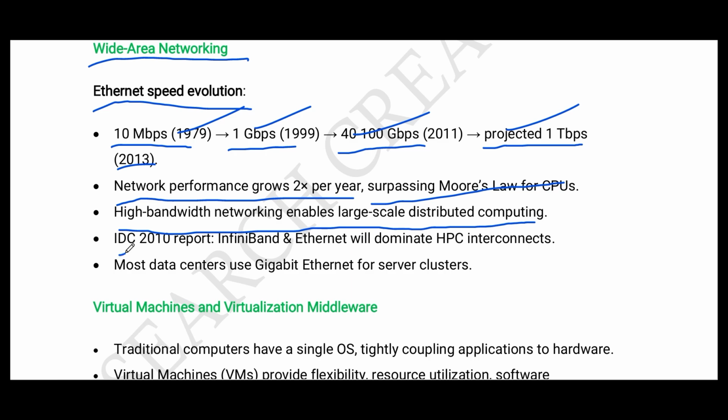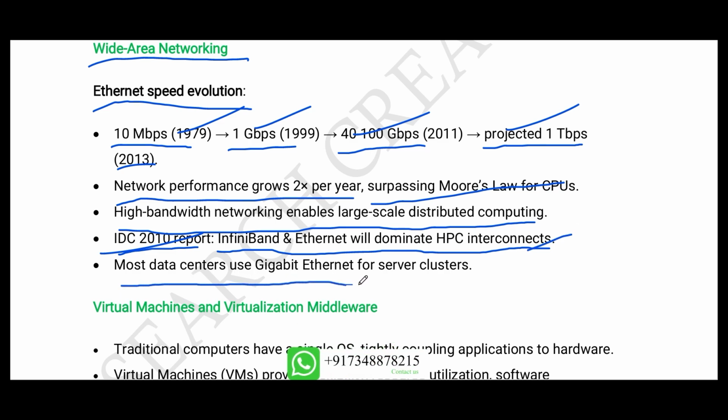Next is the IDC 2010 report. In the IDC report of 2010, it stated that InfiniBand and Ethernet will dominate high performance computing interconnects. Most data centers use Gigabit Ethernet for their server clusters.